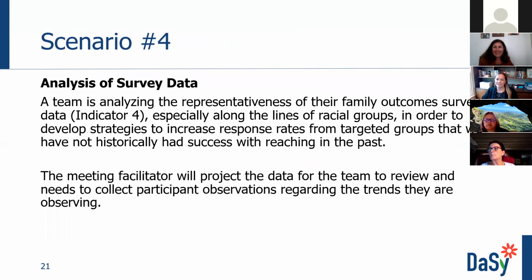Okay, moving on to scenario 4, our final scenario for the webinar. We're looking at a scenario related to the analysis of survey data. So a team is analyzing the representativeness of their family outcomes survey data, indicator 4, especially along the lines of racial groups, in order to develop strategies to increase response rates from targeted groups that we have not historically had success with reaching in the past.